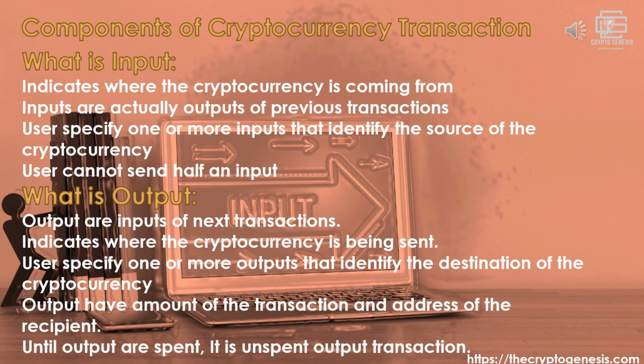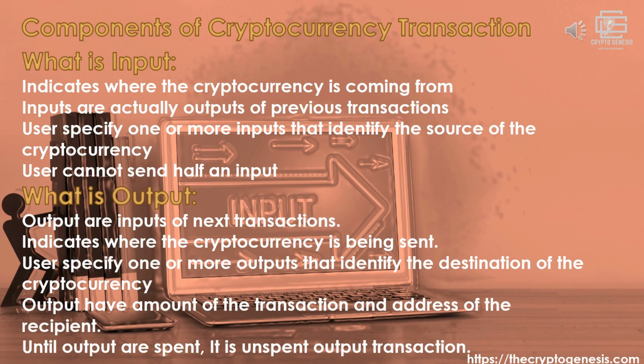So before heading to UTXO, first we will see what input and output are in any cryptocurrency transaction. An input refers to the place where the crypto is coming from in a transaction. It's basically like leftovers from previous transactions. So when someone wants to transfer crypto, they pick the inputs they want to use. Each input says how much crypto is being sent and where it came from.